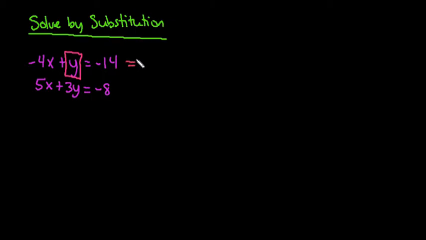So I'm going to solve this equation for y. To do that, all I have to do is move the 4x to the other side. So we would have 4x minus 14. Remember that when the negative 4x goes to the other side, it becomes a positive 4x.